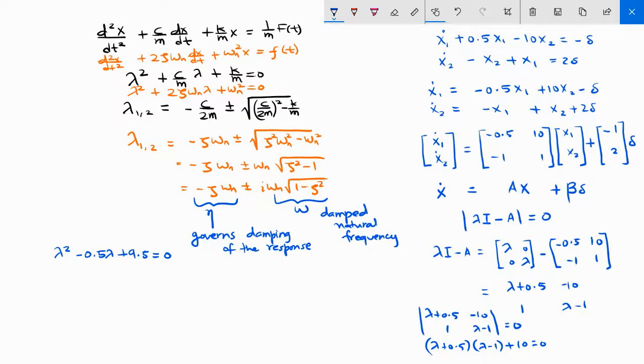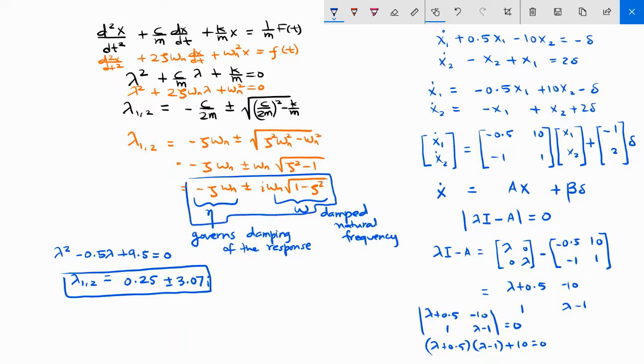And again, you can solve for λ. You know how to solve the quadratic equation. You will get λ1,2, the two solutions, equal to 0.25 ± 3.07i. Now here you can compare this solution of λ with the solution we had obtained for the first example, and you can note that minus damping ratio times ωn is equal to 0.25, and ωn times square root of 1 minus ζ² equals 3.07. So from these two equations you can find the value of ζ as well as ωn.